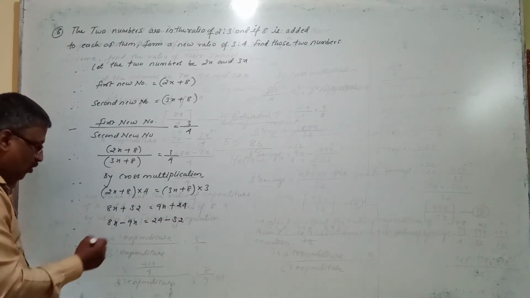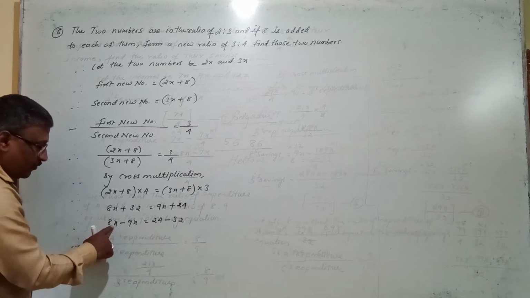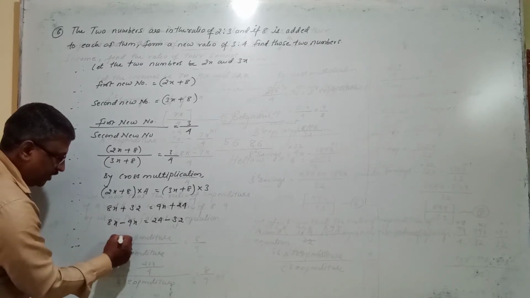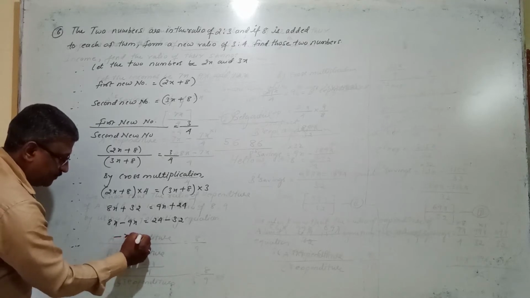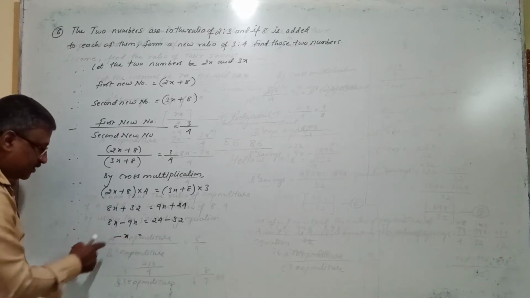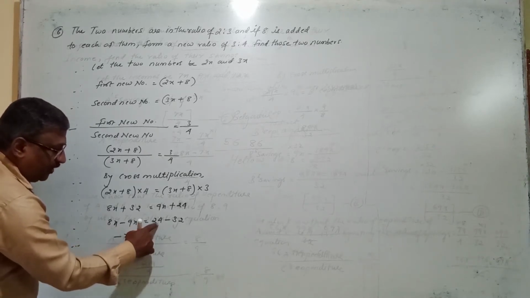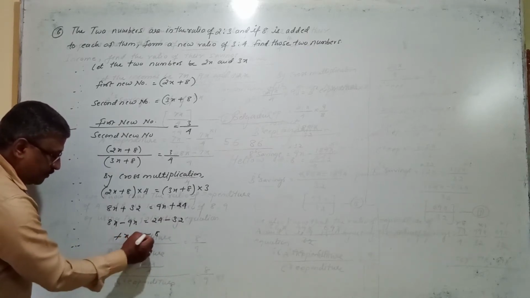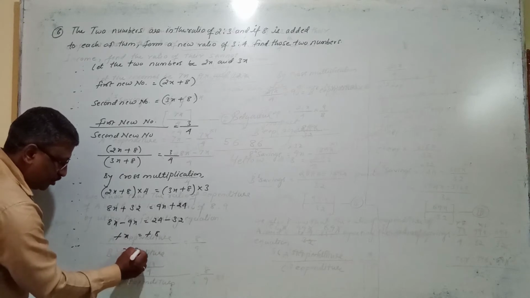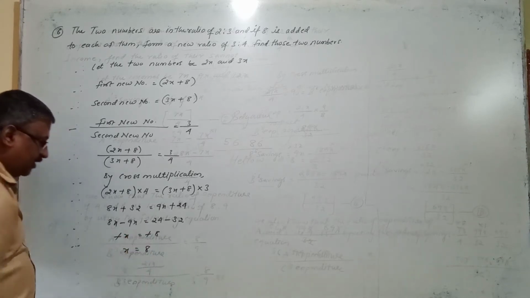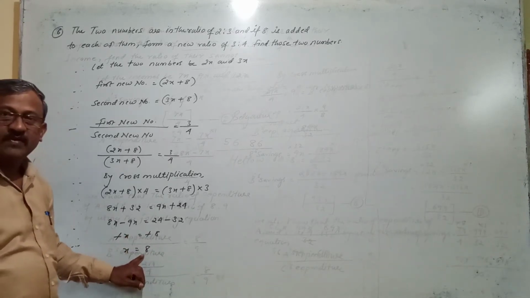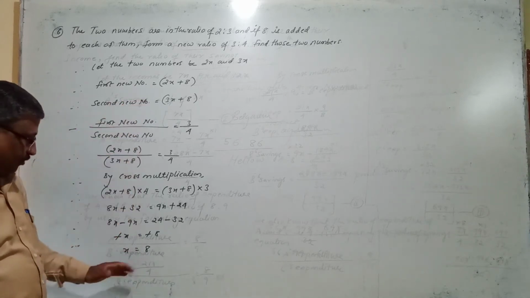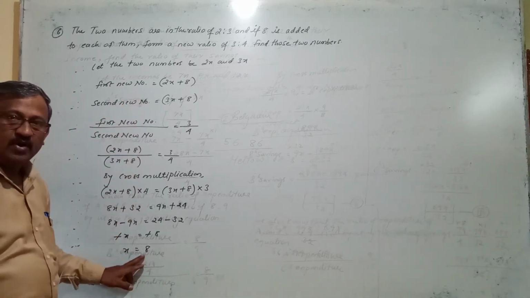Clear? From 8x you minus 9x, so 8x minus 9x you will get minus x, right? It comes to minus x equals 24 minus 32, you will get minus 8, and ultimately the minus gets cancelled. So my x value comes to how much? 8. So I hope it is clear to you all. So the x value we have got is 8.